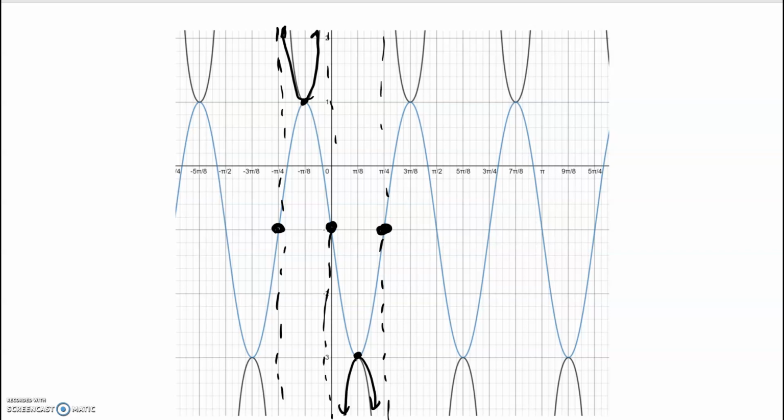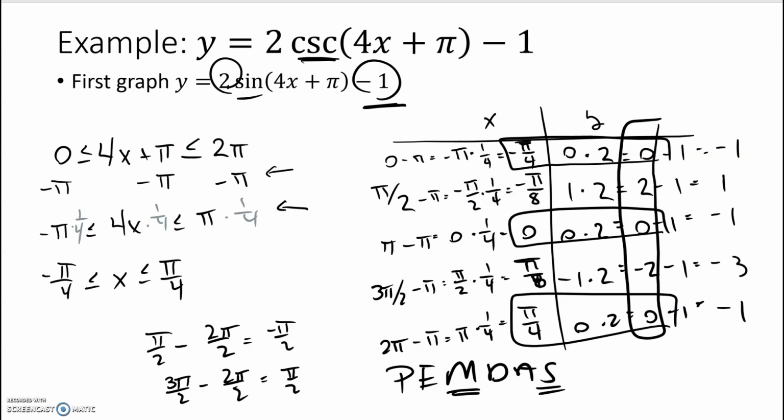Okay, so at those locations right here, before you shift up or down, that's how you can find where your asymptotes are. Okay, so this little part right here, this little part right here, and your asymptotes, that makes up your y is equal to 2 cosecant of 4x plus pi minus 1, and that would be your graph.